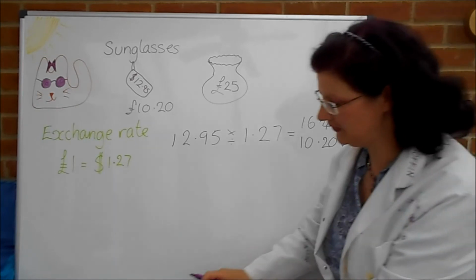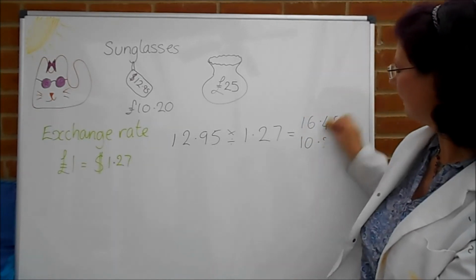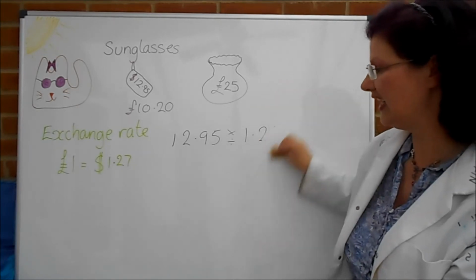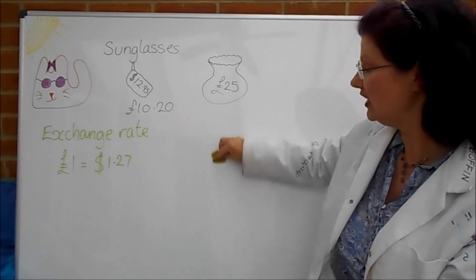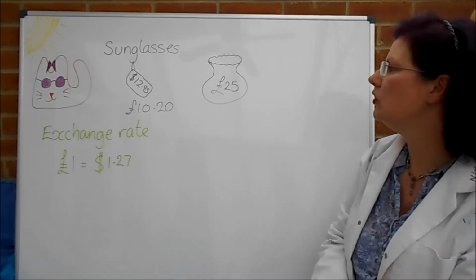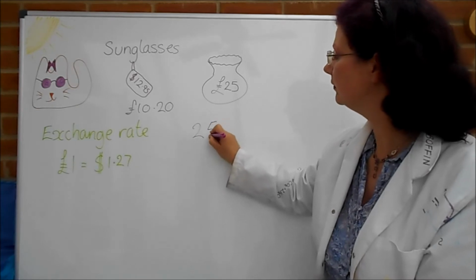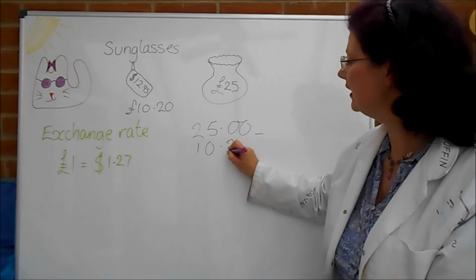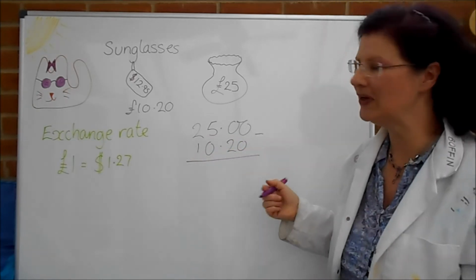Okay, that's the first bit. Now for the second bit, we need to know how much change we've got. So we're going to have to convert these £25 into dollars and do a takeaway. You can either do the takeaway first or you can do the changing into dollars first. It really doesn't matter which. I think I'm going to do the takeaway first. So I'm going to have £25 and I'm going to take away £10.20. You could do this on the calculator, but I'm going to demonstrate like this anyway.